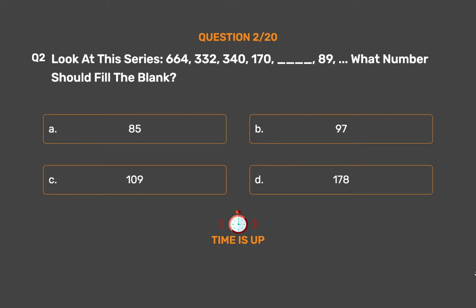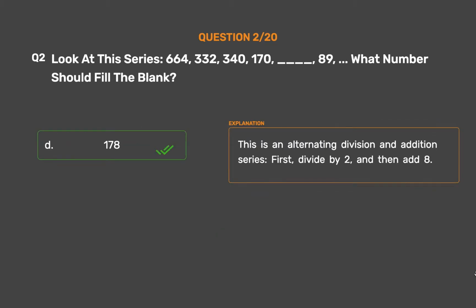The correct answer is Option D, 178. This is an alternating division and addition series. First, divide by 2, and then add 8.